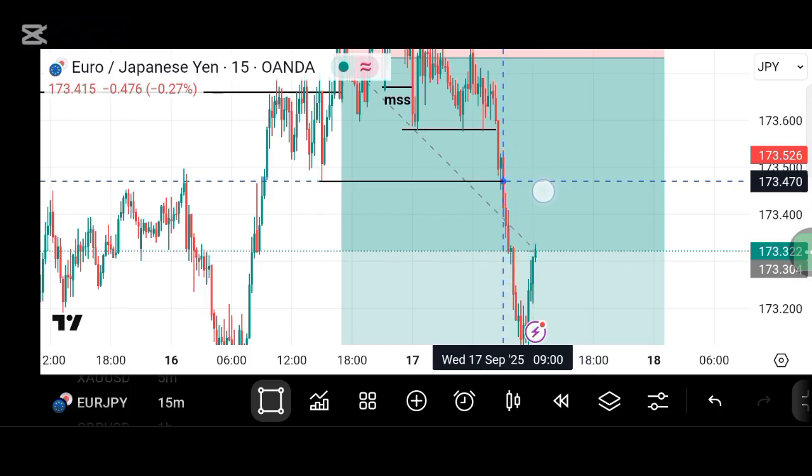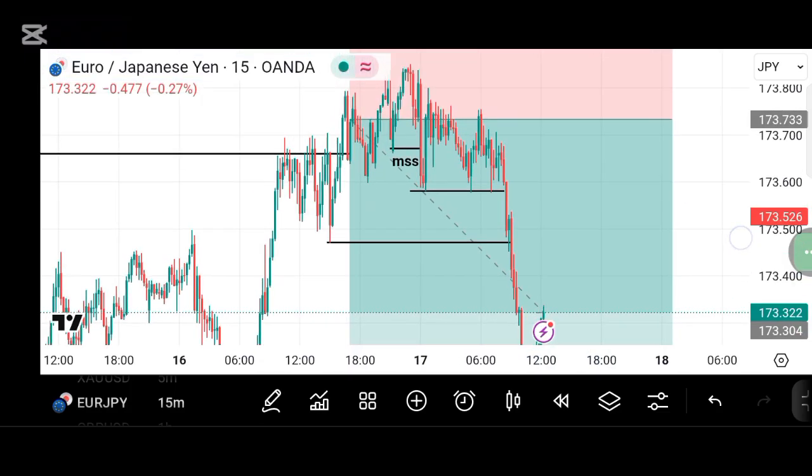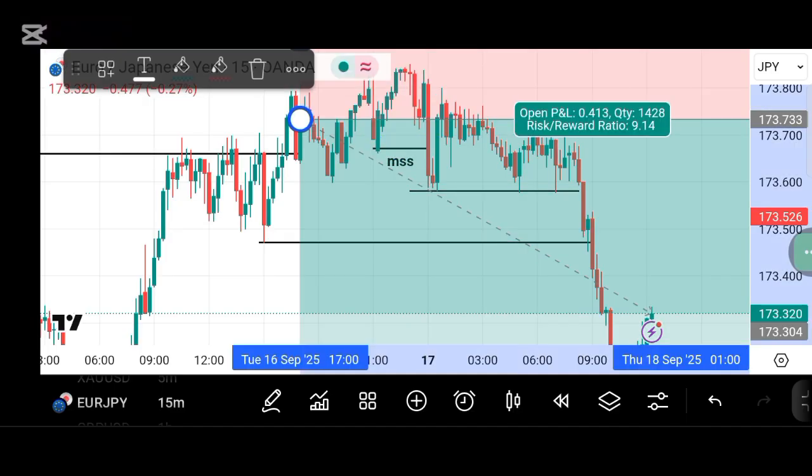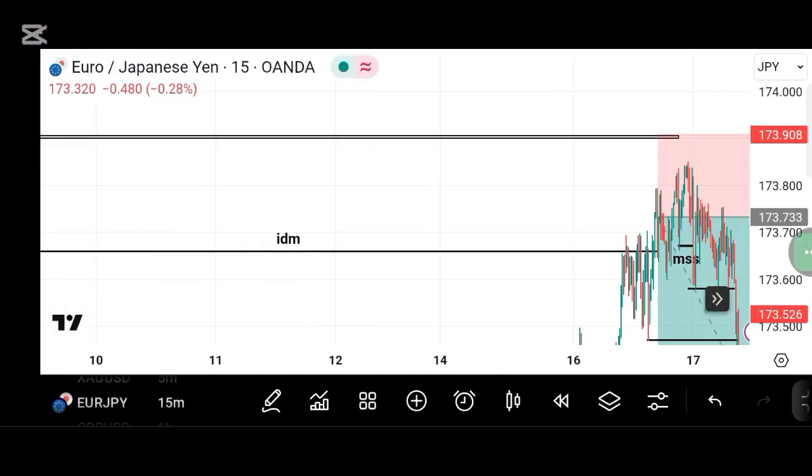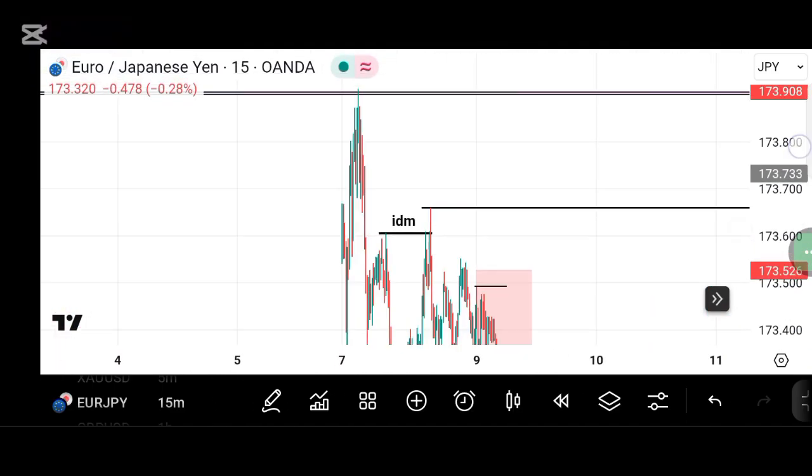So this is how you know when price is actually going to take a U-turn, when price breaks through the last level here. Let me also show you this other example, although this one might be complex. This is the second type of shift in market structure.